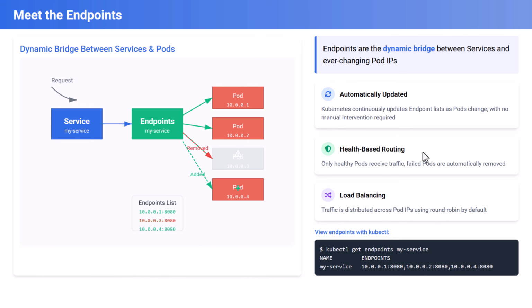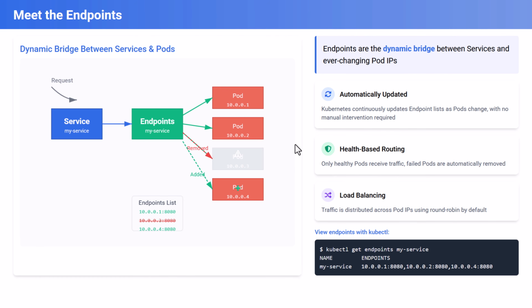Now let's understand one of the most important behind-the-scenes concepts in Kubernetes, Endpoints. Every time you create a service in Kubernetes, it needs to know which pods to send traffic to. That's where the Endpoints come in. Endpoints are simply a list of live pods that the service can route the traffic to. And the best part, you don't have to manage this list manually. Kubernetes automatically updates it in real time. If a pod crashes or a new one starts, the endpoint list changes automatically.